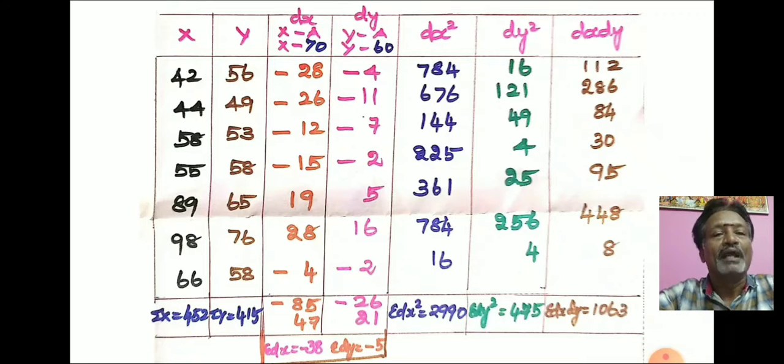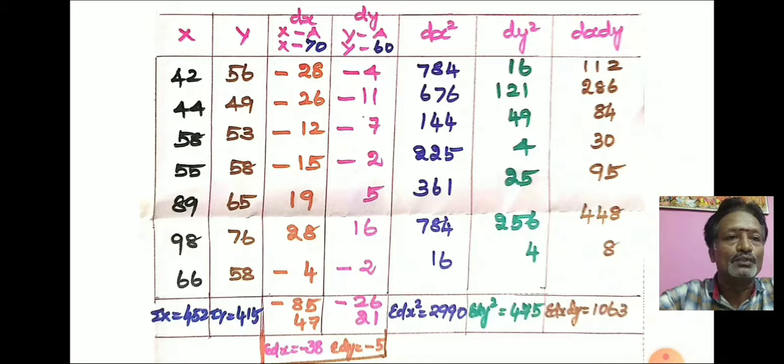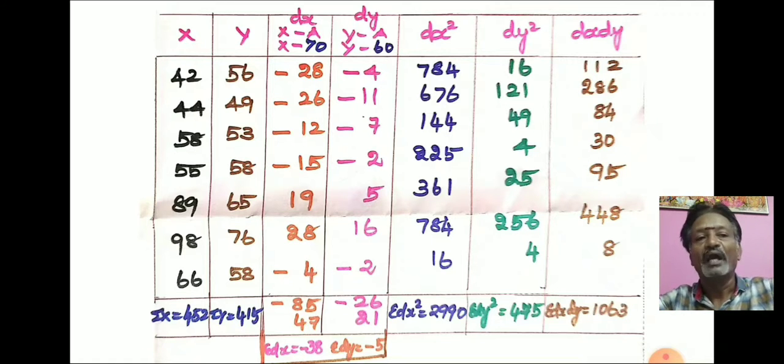So here minus 28 multiplied by minus 4 is equal to 112, minus 26 into 11 is equal to 286, minus 12 into minus 7 is equal to 84, minus 5 into minus 2 is equal to 30, 19 into 5 is equal to 95, 28 into 16 is equal to 48, minus 4 into minus 2 is equal to 8.